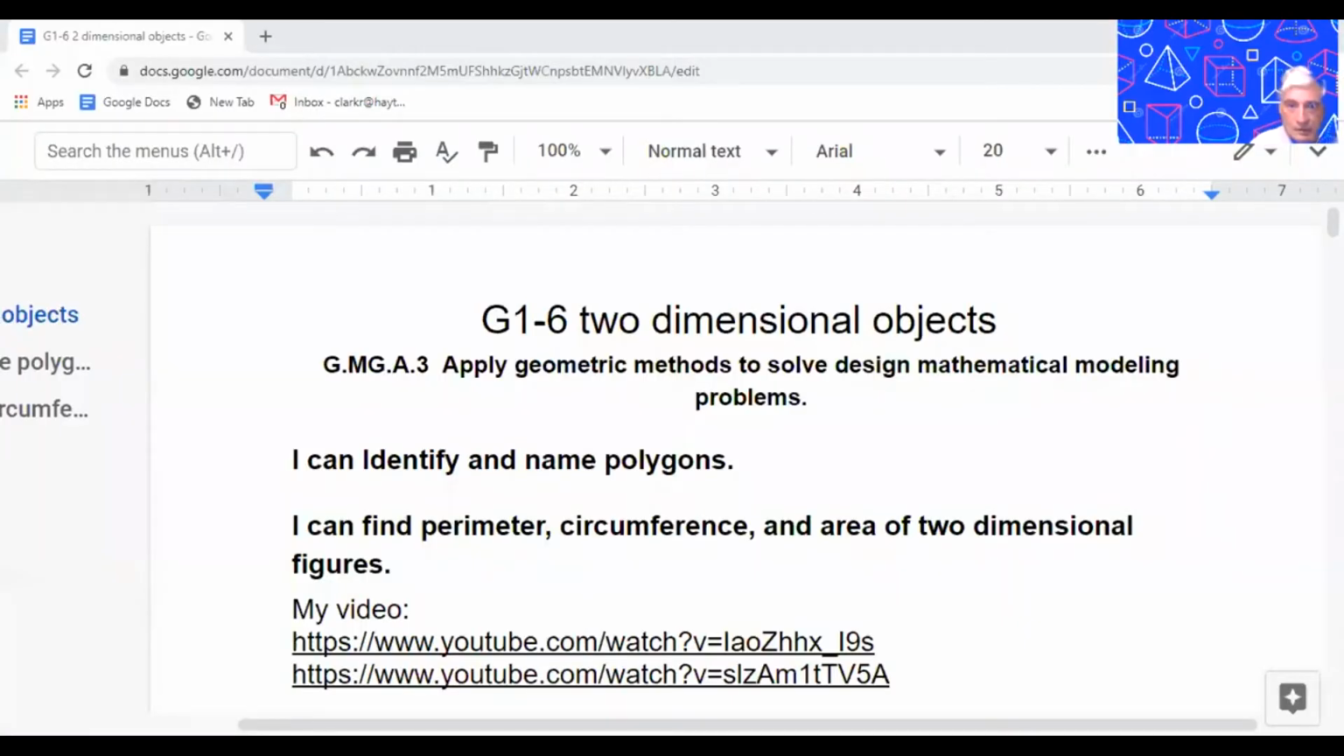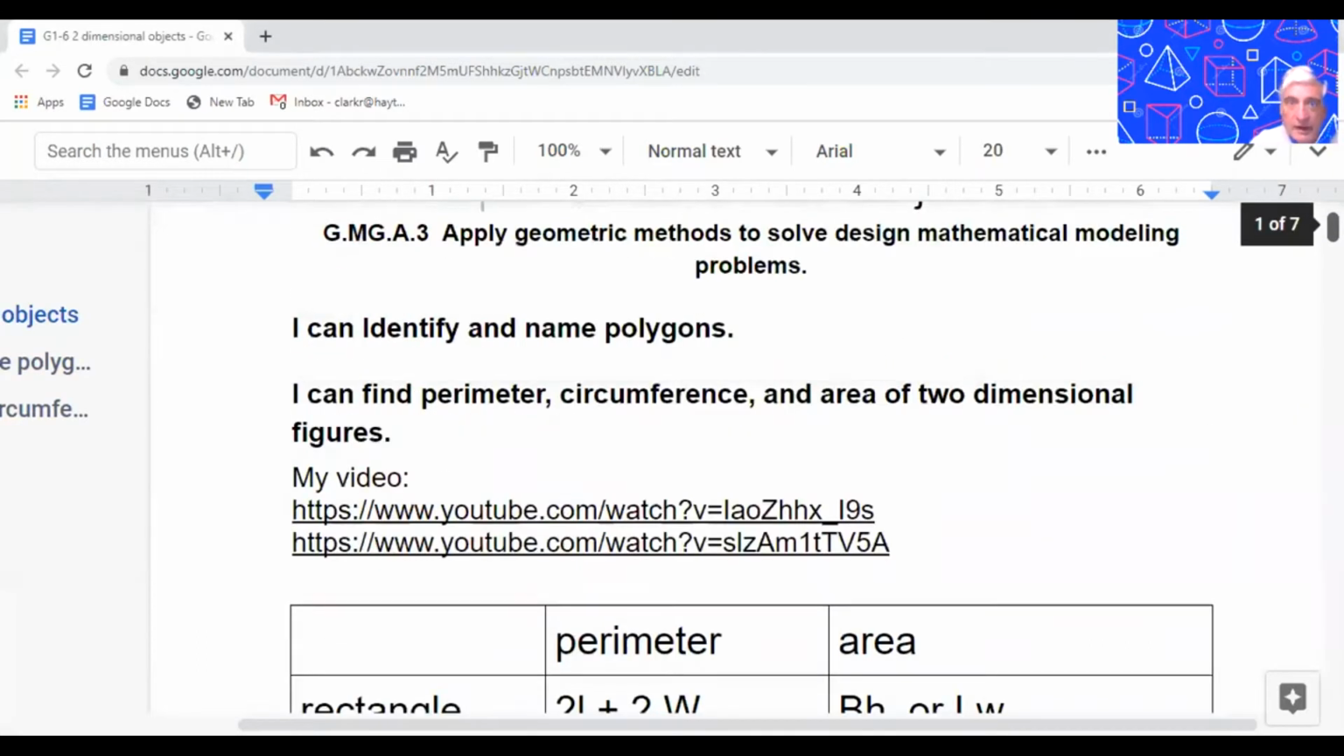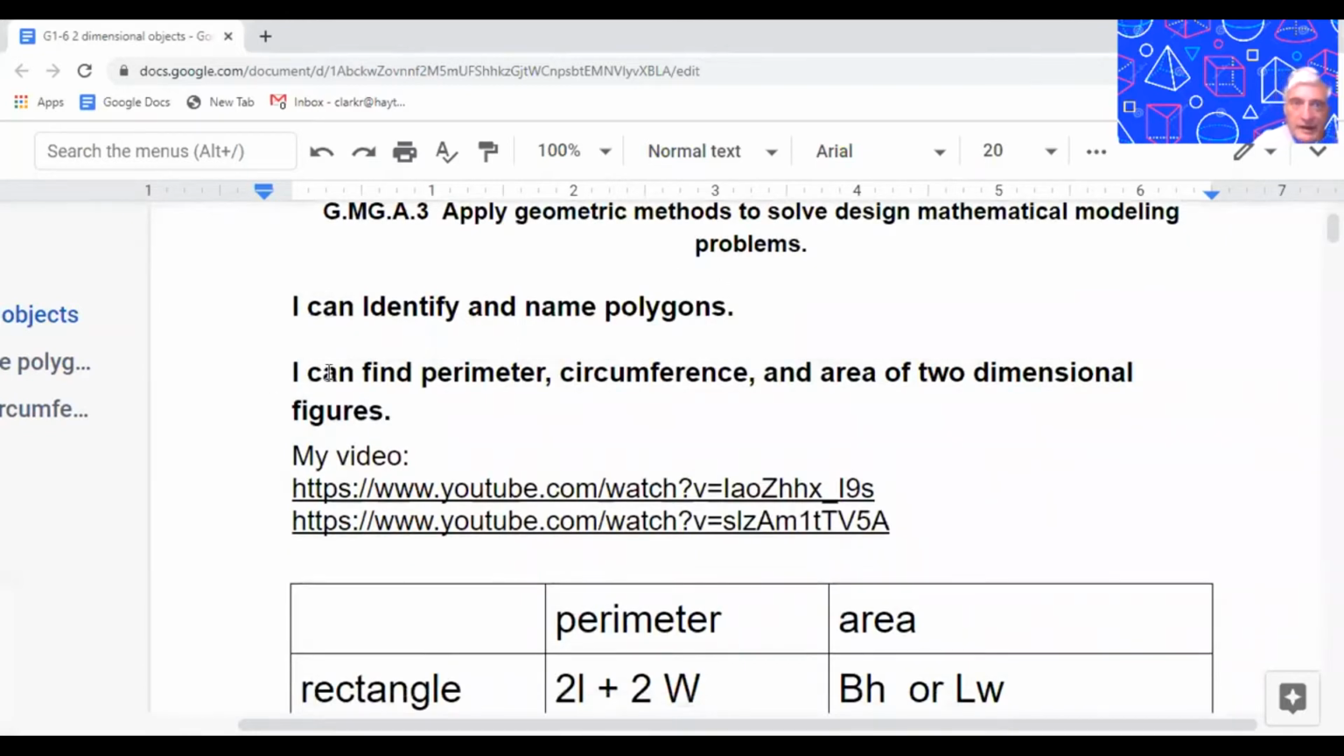Today I want to talk about polygons. This is section 6, talking about two-dimensional objects. Geometry MG.A.3 says, apply geometric methods to solve design mathematical modeling problems. Many of those problems involve polygons. I can identify and name polygons. I can find the perimeter, circumference, and area of two-dimensional figures.